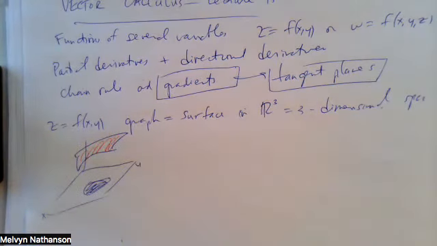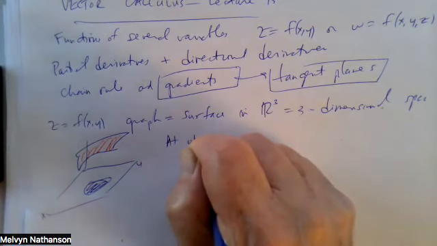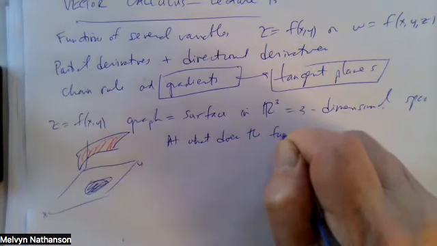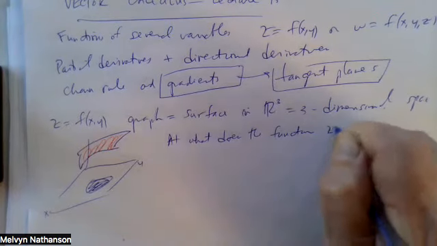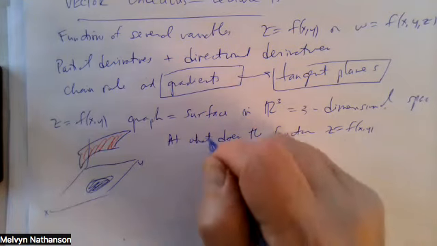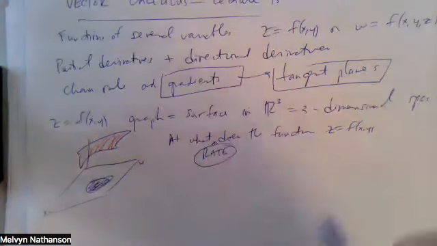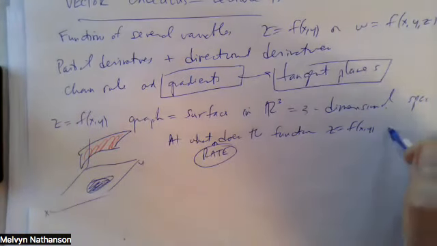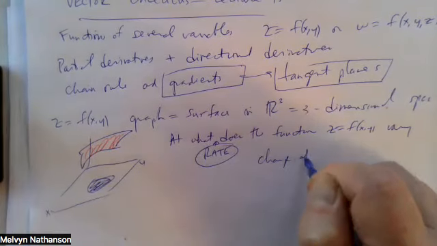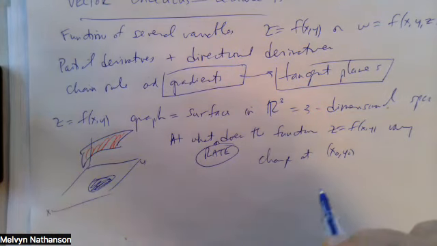And we want to know, let's say we're just looking at a function of two variables, z equals f of x, y, at what rate does the function vary or change at a point x naught, y naught? And it depends on the direction you move in.